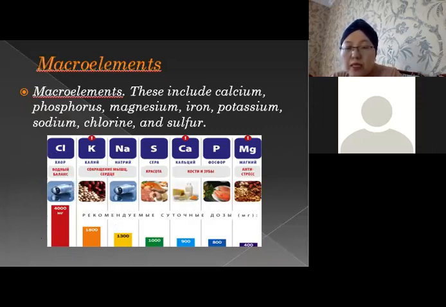The first two macro elements are contained in our liquid part, such as blood, and in the balance of the liquid, also sodium too. The others can be part of the bones and other constructive materials. You can see the recommended daily intake. These elements should be taken in from food, because they can't be synthesized by our body. So we should take them in with food, like vitamins.